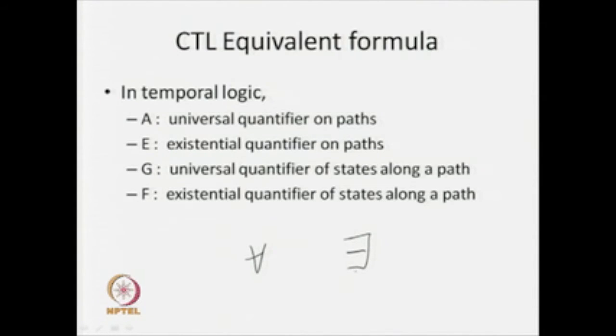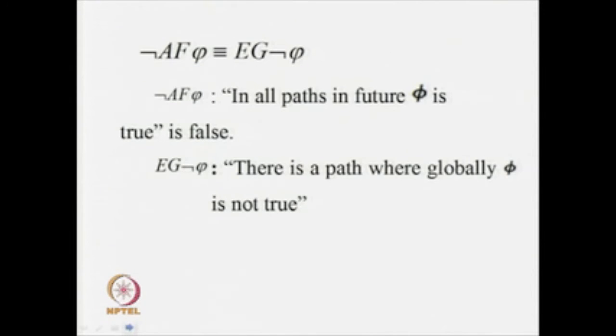So a similar notion will be available with our temporal path quantifiers, as well as the state quantifiers A, E and F, G. For that we are going to get some equivalent formulas. We are going to see those particular equivalent formulas. The first equivalent formula that is coming over here is: not of A F phi is equivalent to there exists a path globally not phi. Just see what it means.